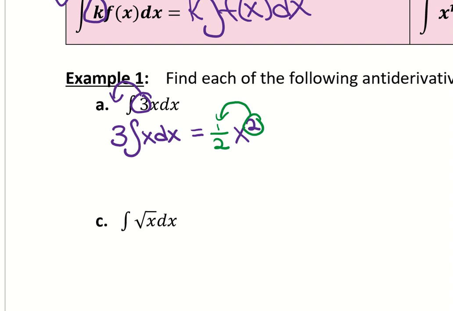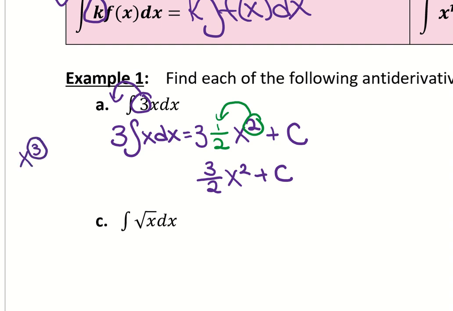And then that 3 out in front, I didn't leave enough room for it, so let me erase real quick. Keep that 3 out there, and then plus c. And we can rewrite this as 3/2 x squared plus c. So again, we're going backwards. Remember, when you take a derivative, like x cubed, you bring the exponent in front and you get 3x squared. So when you integrate, you're going in the opposite direction.